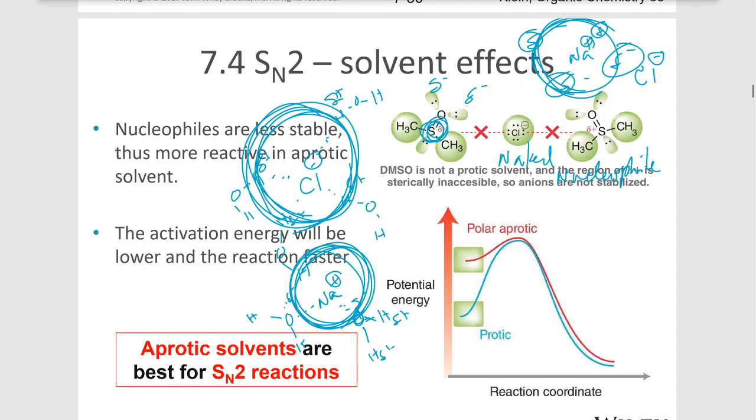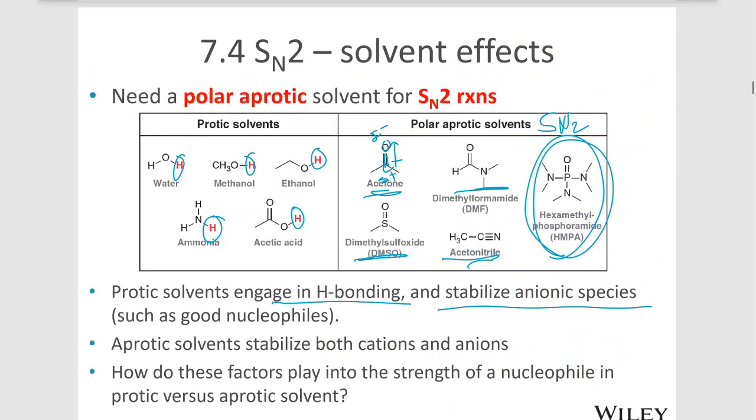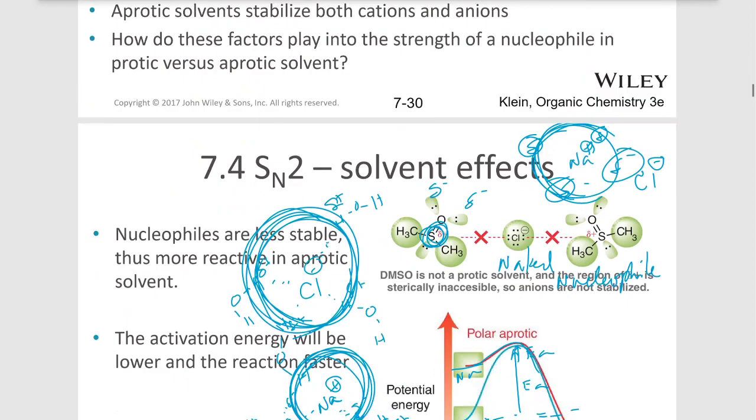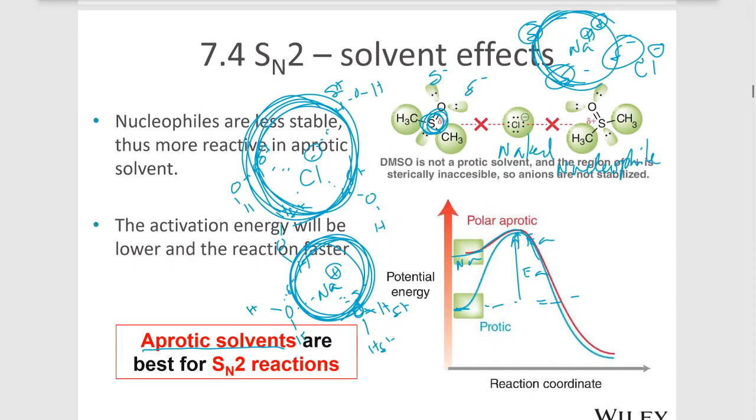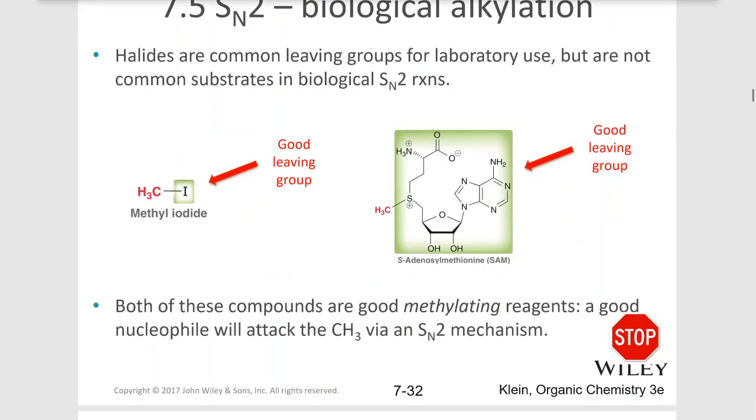And so a polar aprotic solvent is going to start out with the nucleophile, remember, our starting materials are here on this chart, at higher energy, so we're going to have a lower activation energy to overcome than if we were in a polar protic solvent that's going to start our starting materials out at lower energy. We're going to have a higher activation energy to overcome. So aprotic solvents, or solvents that don't have that hydrogen on a heteroatom, are going to be better for SN2 reactions.